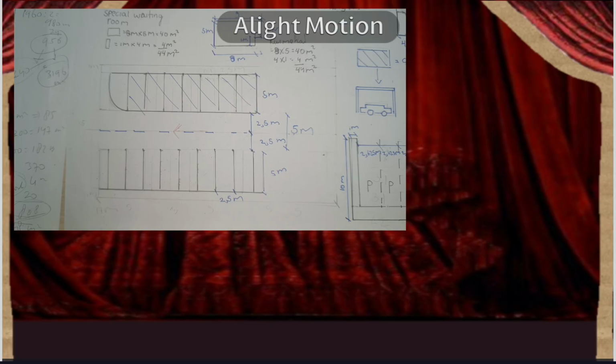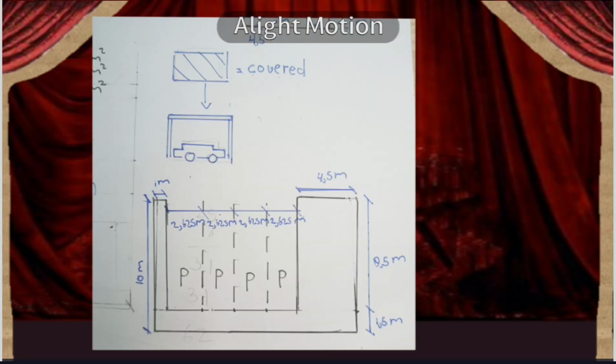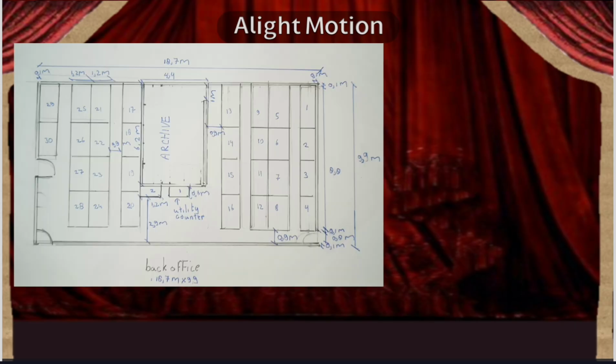But as you may have seen in my blueprint, under my lunch area there's also another covered parking space, and here are the dimensions for it. Asking yourself, how do I dimension a room then? Well, I'm going to show you how I did it with the back office.